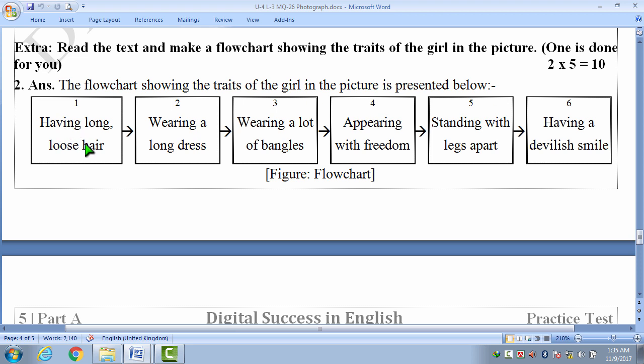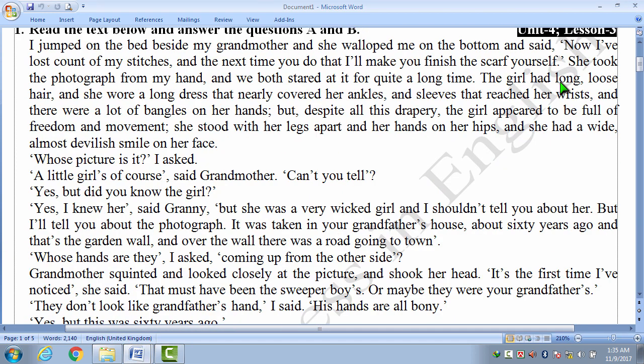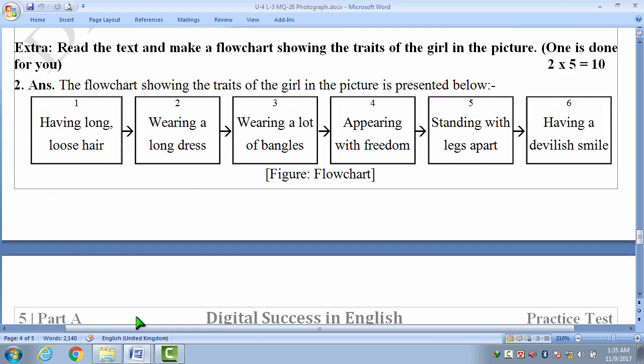In the first box the teacher has given the information using gerund format. Having long loose hair. We are going to the passage. The girl had long loose hair and she wore a long dress. We are going to the question. Had থেকে having করা হয়েছে, having long loose hair.